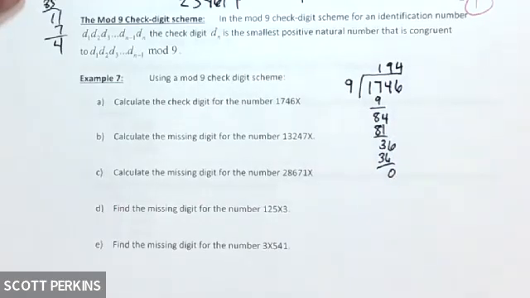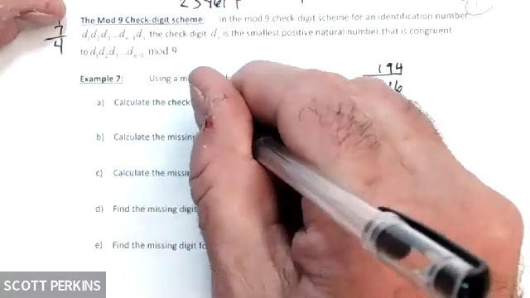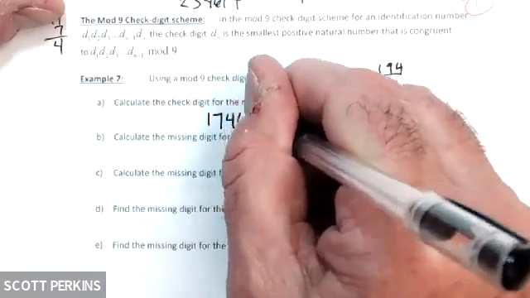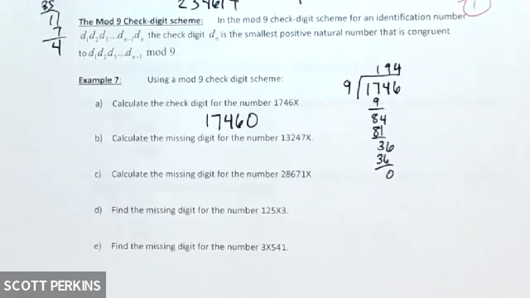So that means it's in the congruence class of 0. 9 divided evenly into 1,746. So the identification code is 17460, where 0 is the check digit, the congruence class. Please do the same thing for the next problem, the B problem.